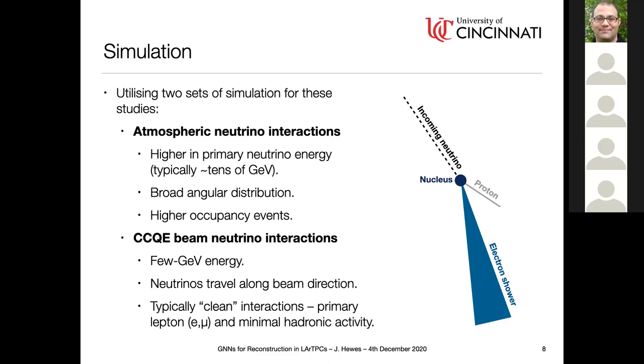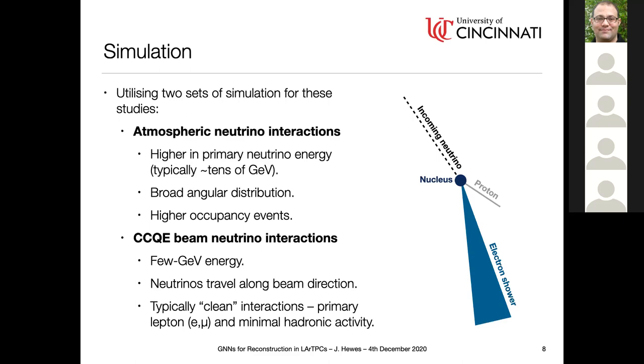So when we weren't able to get anything that worked well out of the box with these really complicated events, we took a step back and generated a sample of charged current quasi-elastic beam neutrino interactions. So these are lower in energy. The neutrinos are all coming from a specific direction, right? They're coming along the beam line. You get pretty clean interactions. If it's a muon neutrino, you tend to get a long muon track and some hadronic activity, like perhaps a proton out. And they're a lot less messy and a lot easier to interpret.